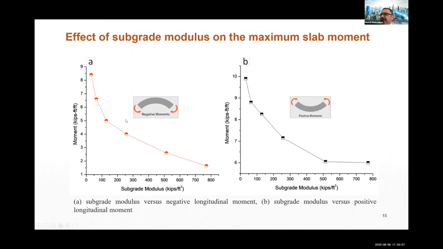Figure A shows the effect of the subgrade modulus or soil compaction on the negative moment, and figure B shows the effect on the positive moment. The subgrade modulus has a direct relationship with soil compaction. By increasing the soil compaction, the soil density will be increased, and that will directly affect the subgrade modulus and increase it as well.